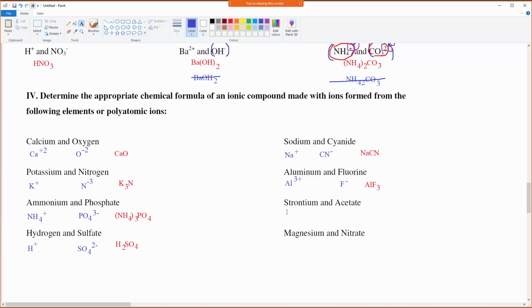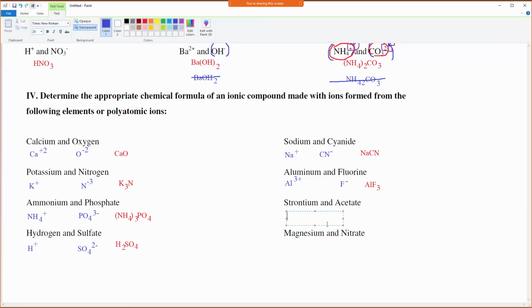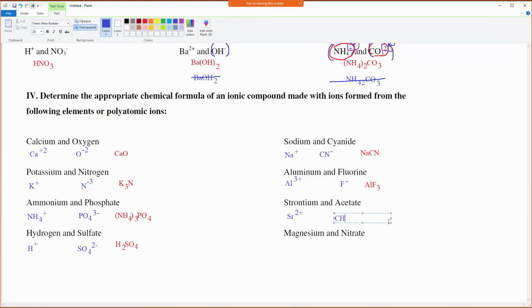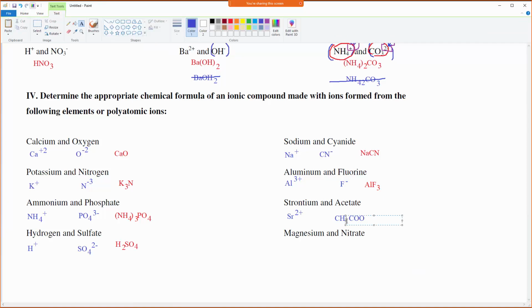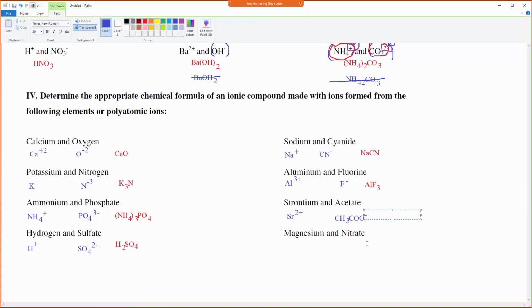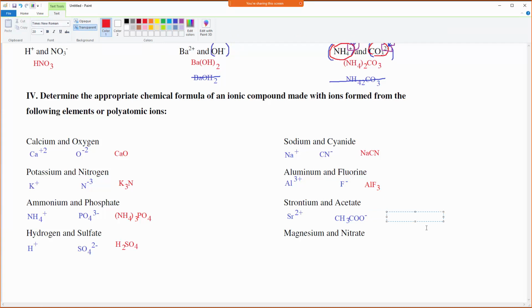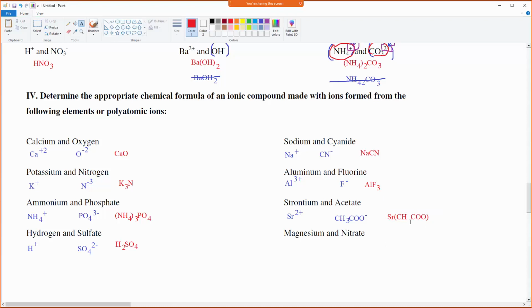Okay. Strontium and acetate. What does a strontium ion look like? It's Sr, it's 2+, good. And what does the acetate anion look like? It's one of our polyatomics, CH3COO-. Excellent. So what does that look like if I put them together? Good, I'm going to need 2 of those acetates for every 1 strontium in order for that to cancel.